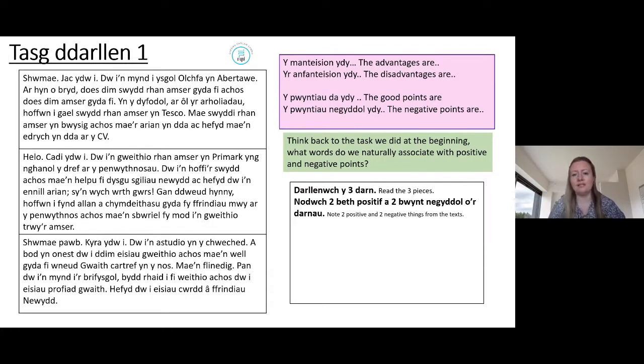Okay, so all of these reading tasks are about part-time work. Okay, so felly, you're going to look for the positives and you're going to look for the negatives. So let's have a look at Caddy wedyn.